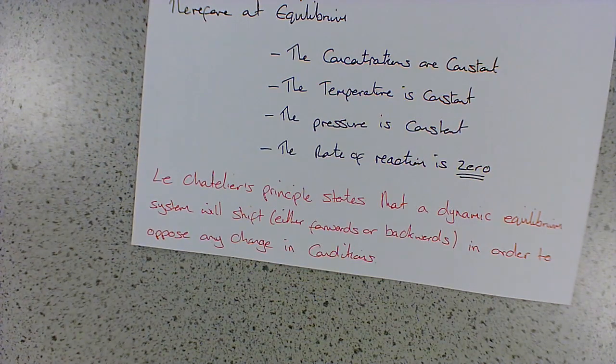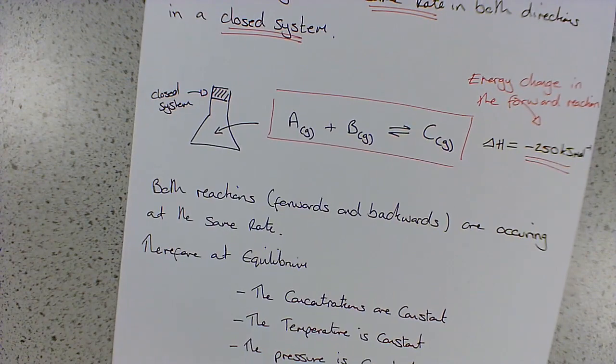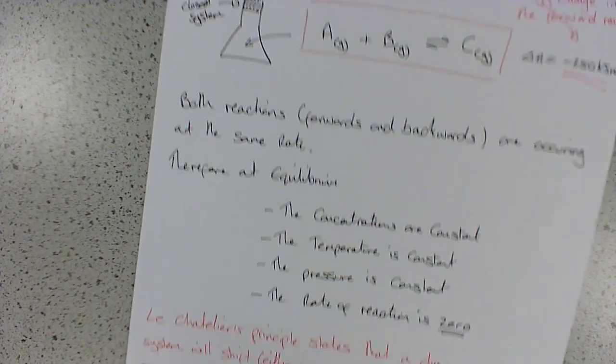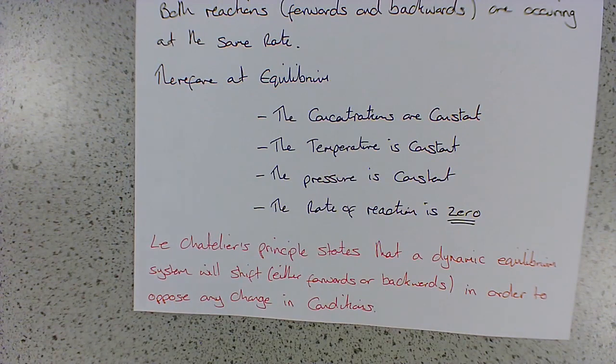So if I were to increase the temperature, it would shift forwards or backwards in order to decrease it. If I were to increase the pressure, it would shift either forwards or backwards in order to decrease that pressure. If I were to add a greater concentration of A, it would shift either forwards or backwards to decrease that concentration of A. So the equilibrium, if we change the conditions, will shift either forwards or backwards in order to counteract whatever change I have made.